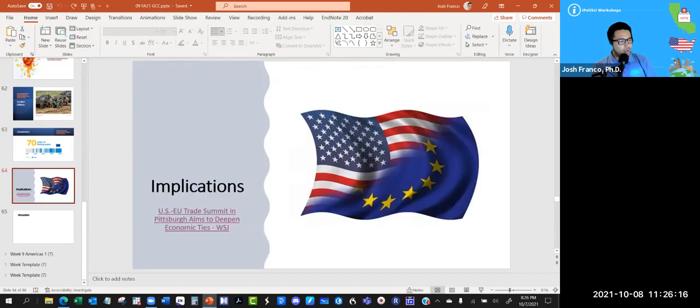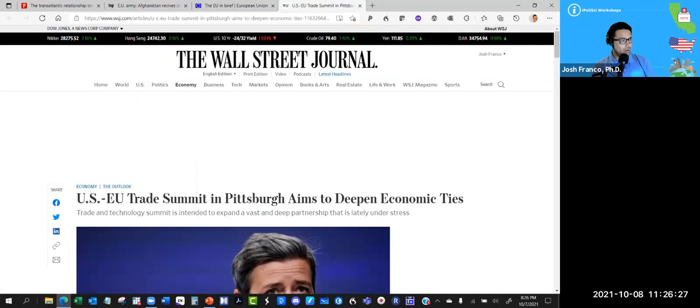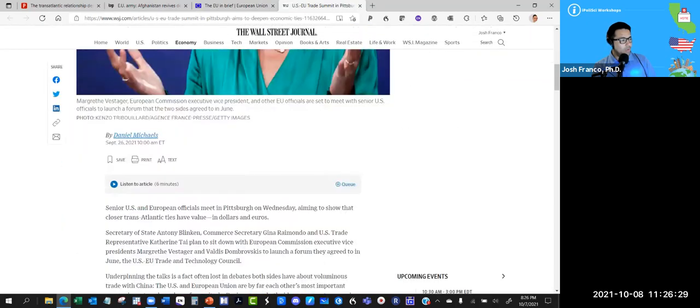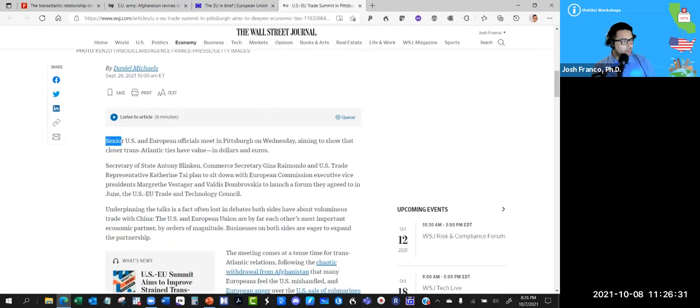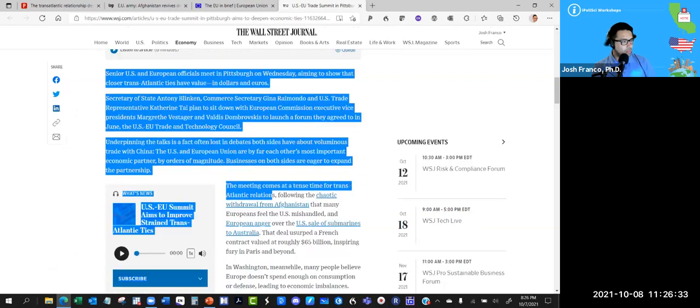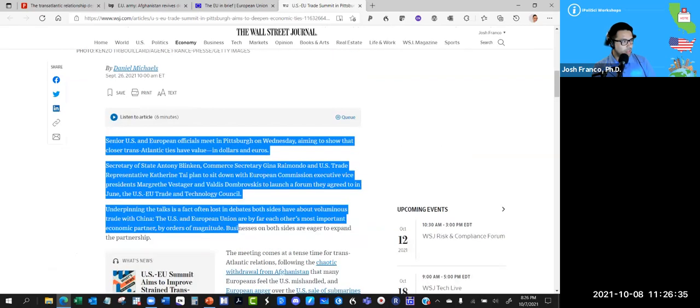So with all that, I'll end with implications and we can get to a little bit more discussion. This US-EU trade summit in Pittsburgh has the goal of strengthening the ties. So I'm going to open up that article and we'll let these first few paragraphs play here. Let me try this, listen to the article.